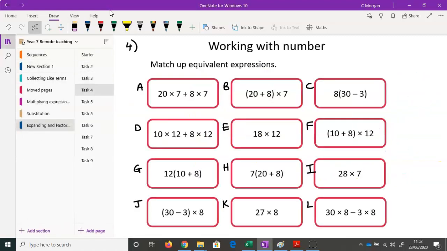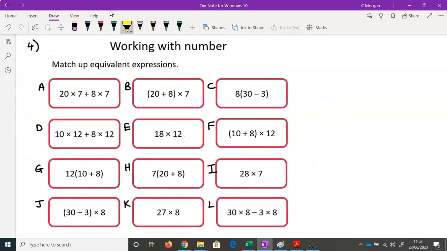Let's have a look at task 4. Now here I've got a lot of numerical expressions and I'd like you to match up expressions that mean the same thing. Please press pause and then I'll go through it.